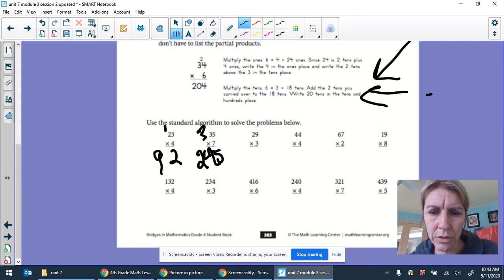Let's go down and do the next one. This one's 67 times 2, just double 67, but we have to do the standard algorithm.